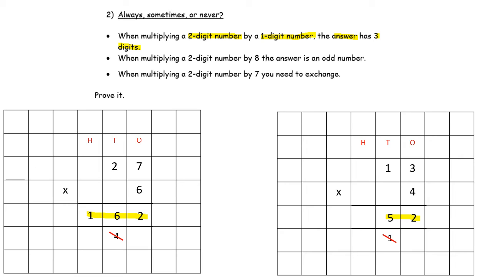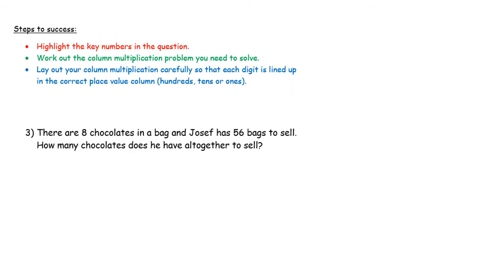rest of your questions. So let's have a look at the second statement just quickly. It says, when multiplying a 2-digit number by 8, the answer is an odd number, okay? Just quickly, in case any of you've forgotten, an odd number is a number that ends in 1, 3, 5, 7, or 9, okay?